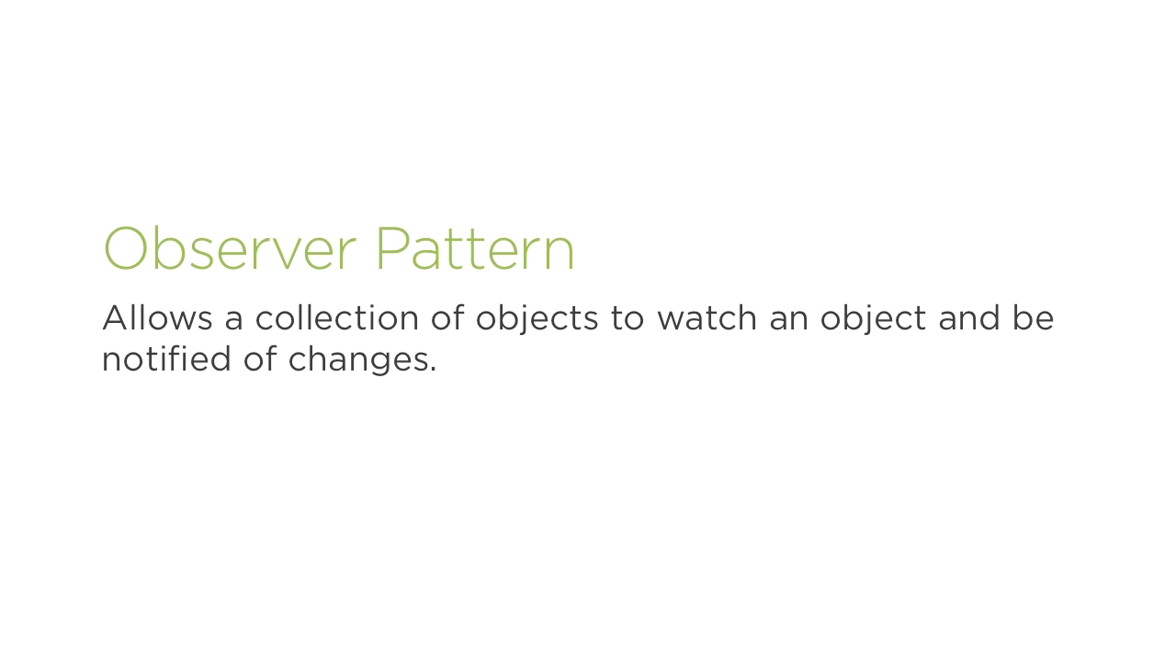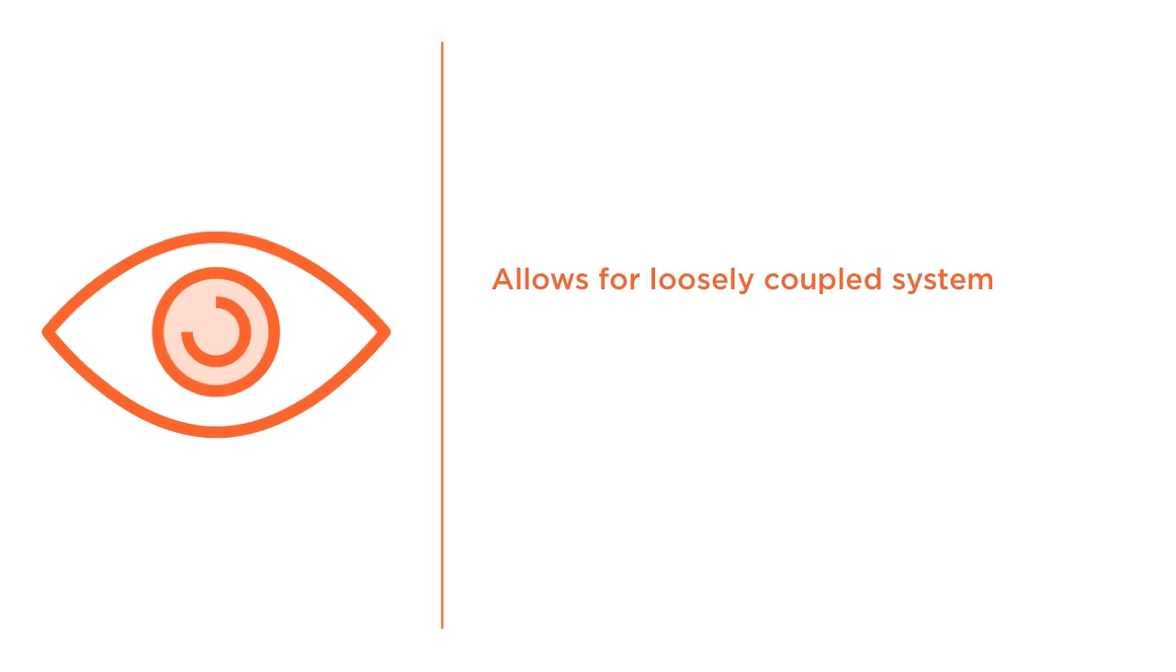The first pattern we're going to talk about in the behavioral patterns group is the observer pattern. This pattern allows for a collection of objects to watch one other object and be notified of changes that happen. The benefit of this is it allows for a loosely coupled system. Now, everything's not tightly coupled together, and you're not actively calling out to different systems. You can allow one object to say, hey, I'd like to watch this object, and that object will then notify it of any changes. One object is the focal point.